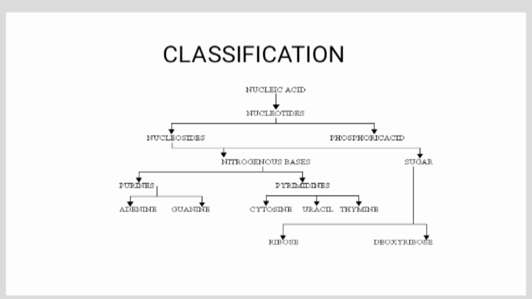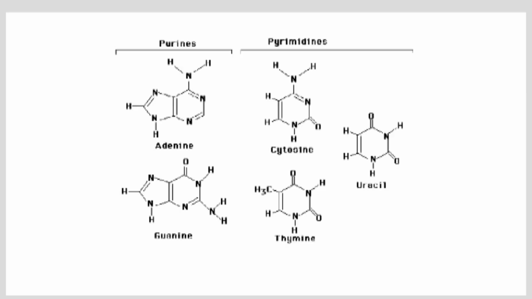Nitrogenous bases are purine and pyrimidine. The purine bases are adenine and guanine. The pyrimidine bases are cytosine, uracil, and thymine. If thymine is present instead of uracil, it is called DNA. If uracil is present, it is RNA. Only this one part is the difference.